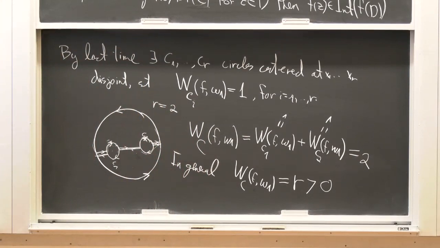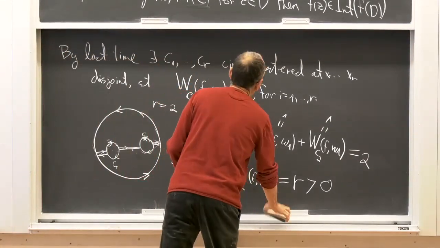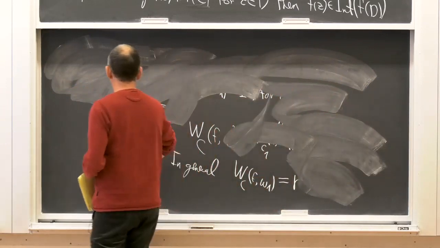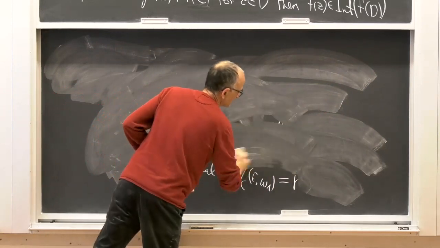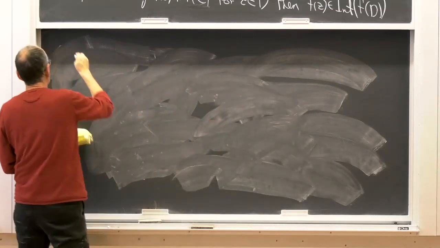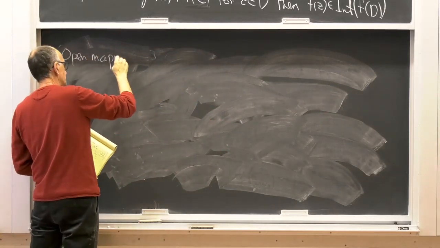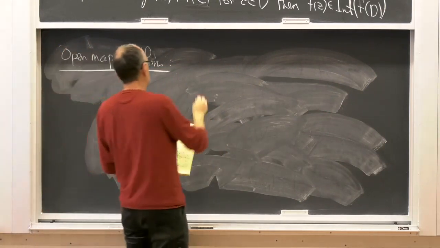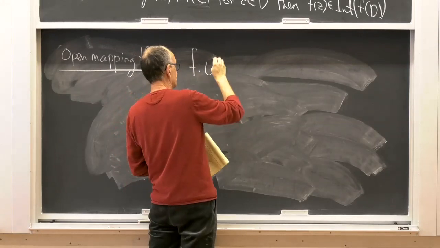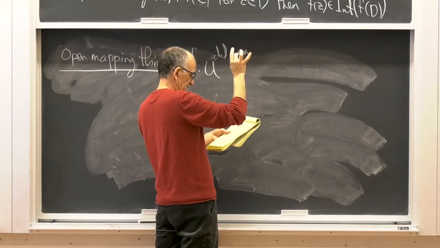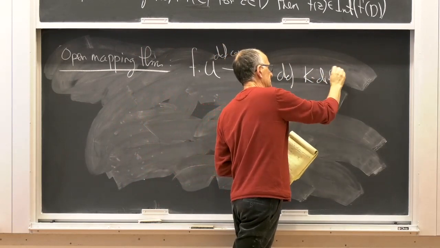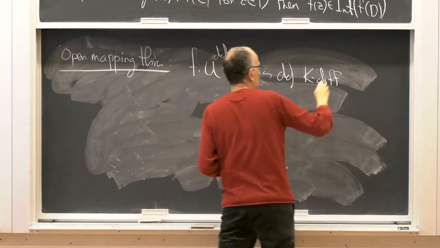All right. Open mapping theorem, which we more or less have already. Open mapping theorem. F from U, definably connected. I don't think I need definably connected, but I wrote it. Okay, f is definable, complex differentiable. Again, I'll put the same star I put before, which means possibly outside a set of codimension one.